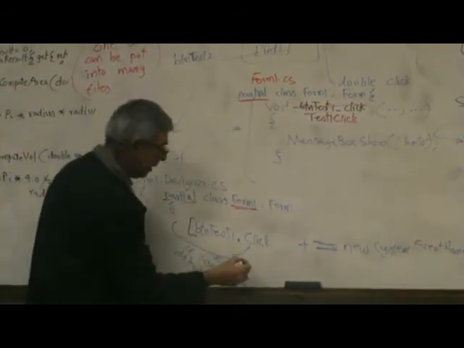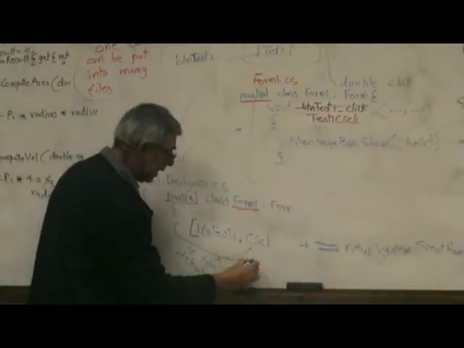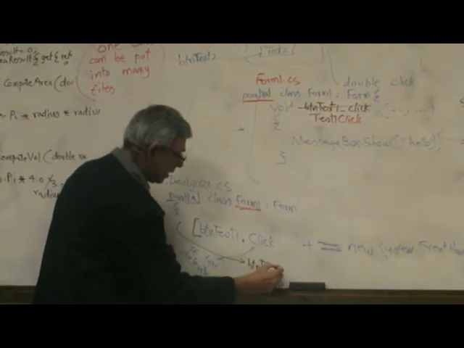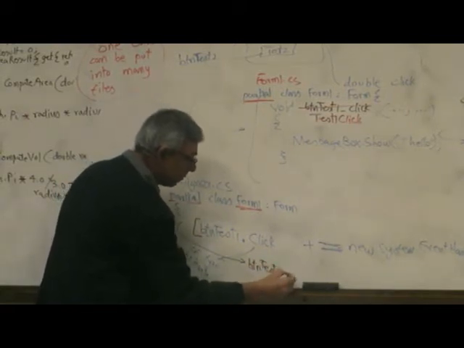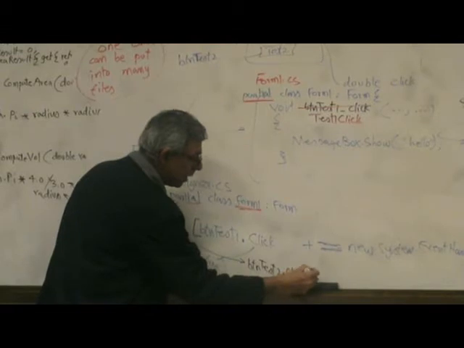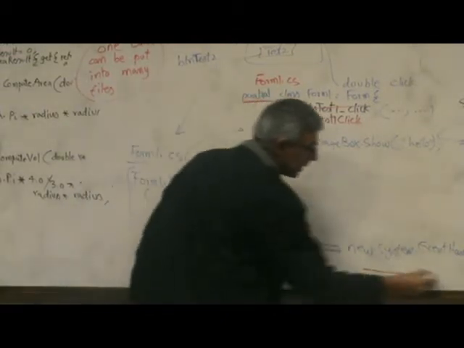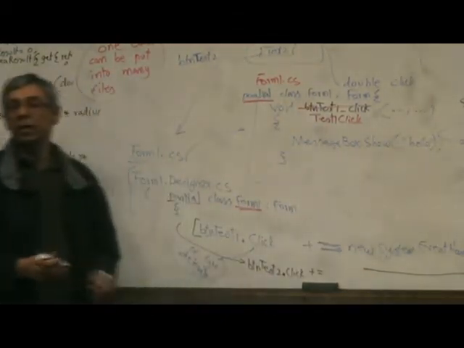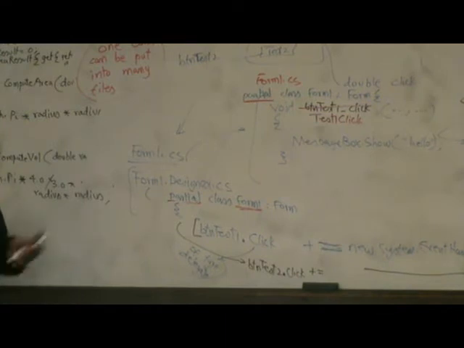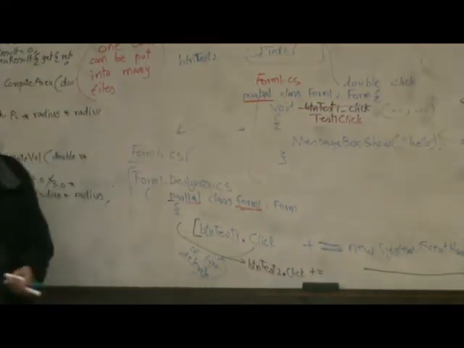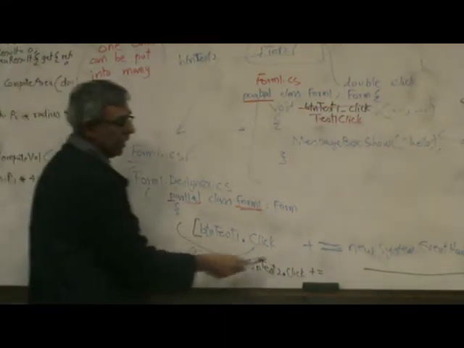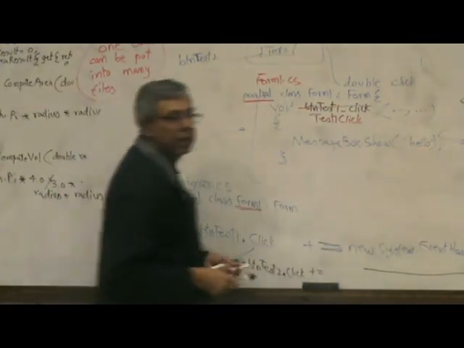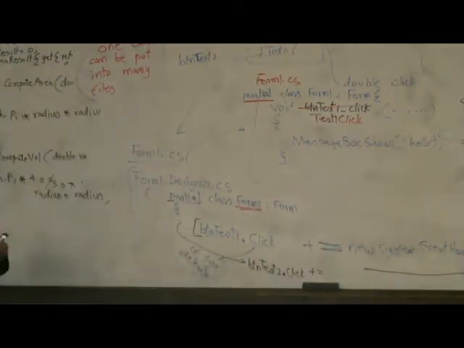Okay, and then what will I do? Make this btn test2.click plus equal to, and this stays exactly the same. So now what will happen if you click on test2? What's this delegate saying? Call this function, right? So it will call this function, okay?